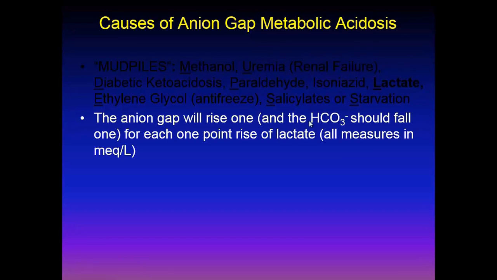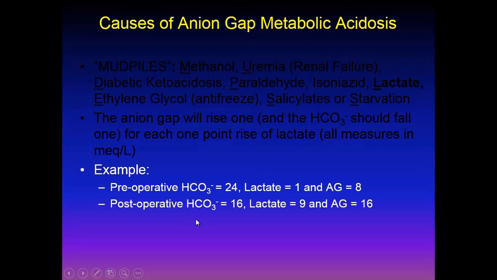And from now on, I'm going to focus on lactic acidosis when I talk about acute postoperative anion gap acidosis. So anion gap rises 1 point every time the lactate rises 1 and the bicarb also falls 1 at the same time. It's a 1-to-1-to-1 relationship.